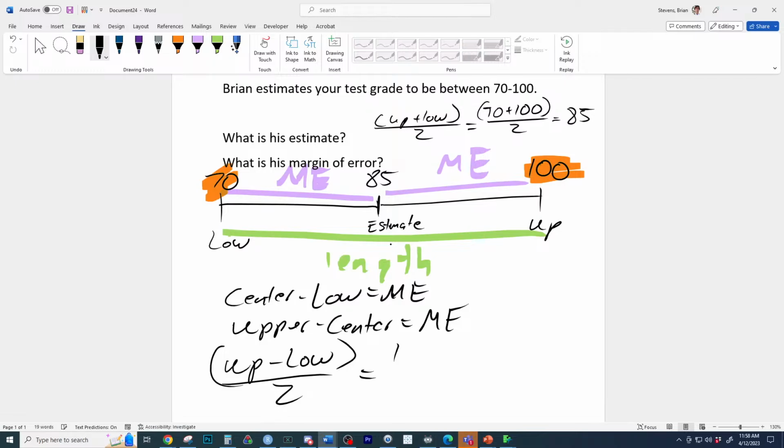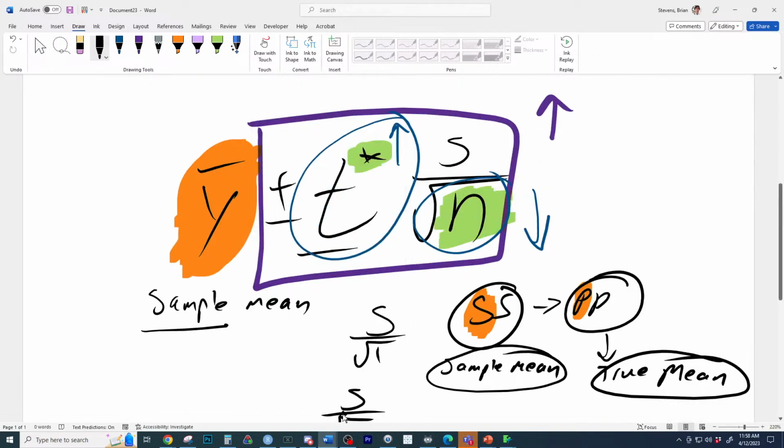And for us, that is 100 minus 70, divide by 2 equals 15, because that's half the length of the interval. So once again, we're learning what the margin of error is. It's half the length of the interval. The estimate is at the center of the interval, and you can see this with any of the formulas we've been practicing over here with the estimate, which is the center right here. And then the plus or minus always leads to the margin of error right there.